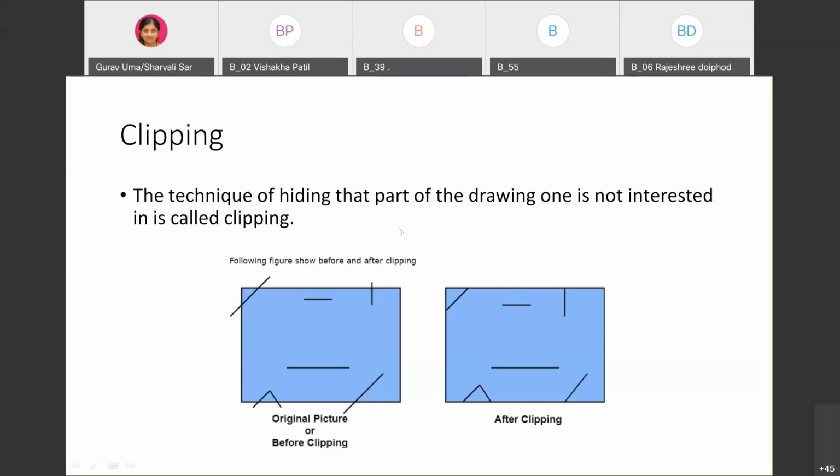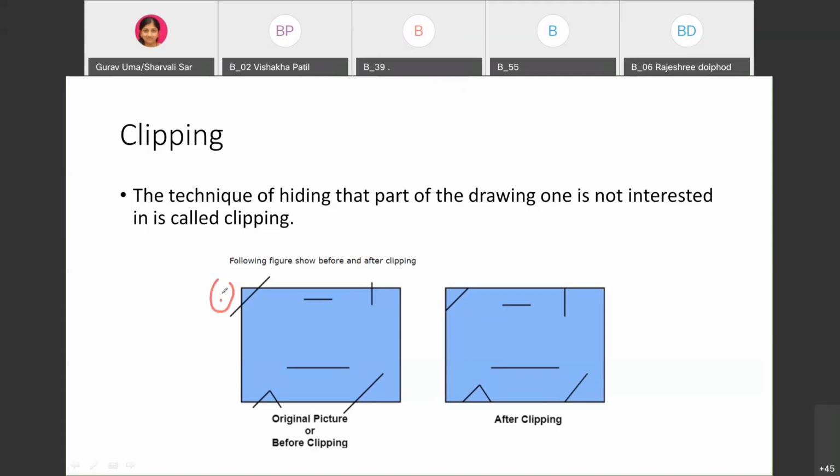So we are seeing the next part, that is clipping. Let's see what clipping is. See the definition: the technique of hiding that part of the drawing one is not interested in is called clipping. Now see the diagrams which are shown. In the first diagram, see the first diagram.